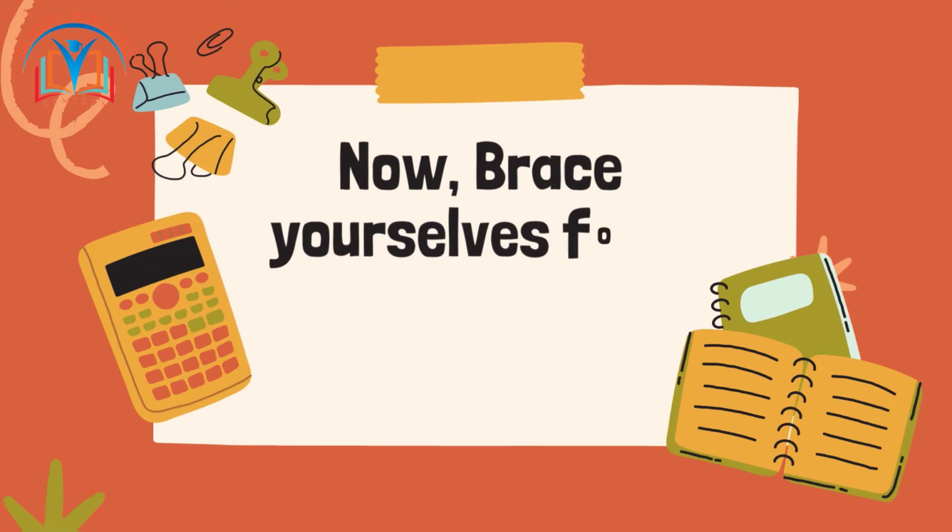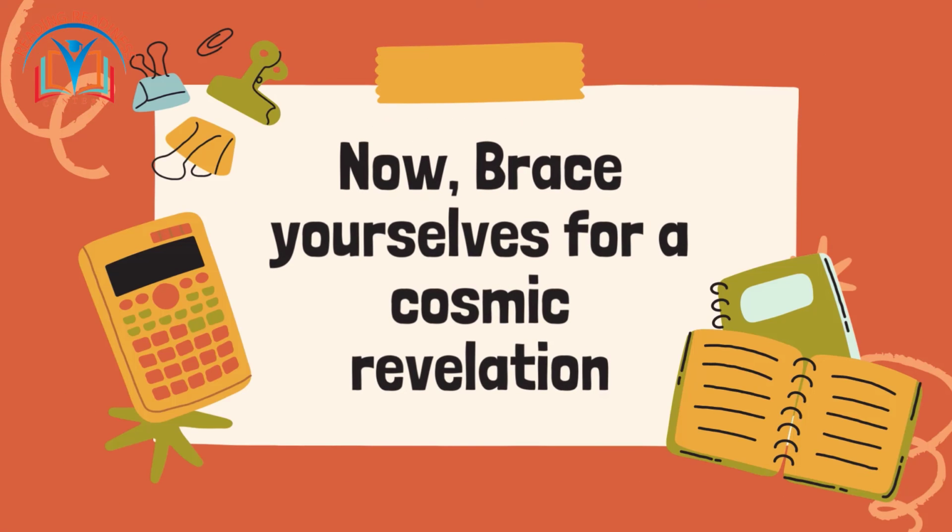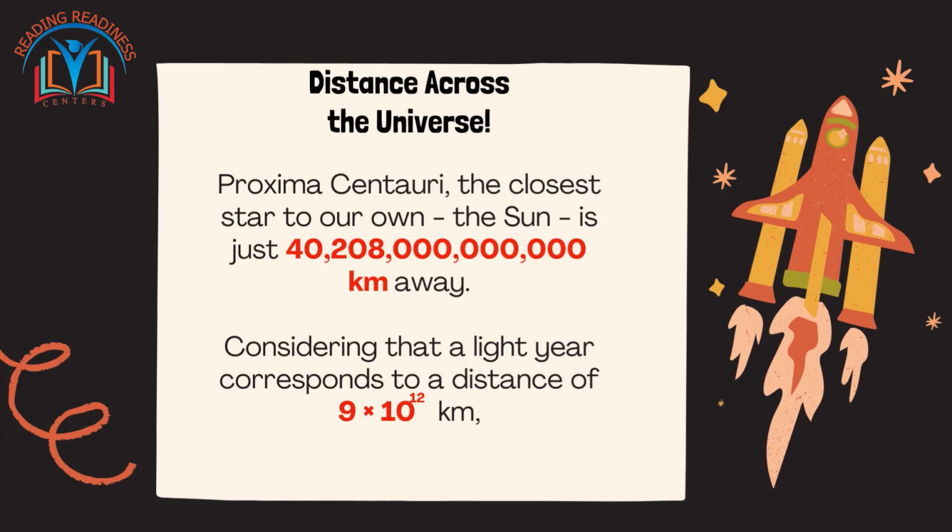Now, brace yourselves for a cosmic revelation. Proxima Centauri, the closest star to our own, the Sun, is just 40,208,000,000,000 kilometers away. Considering that a light year corresponds to a distance of 9 by 10 kilometers.